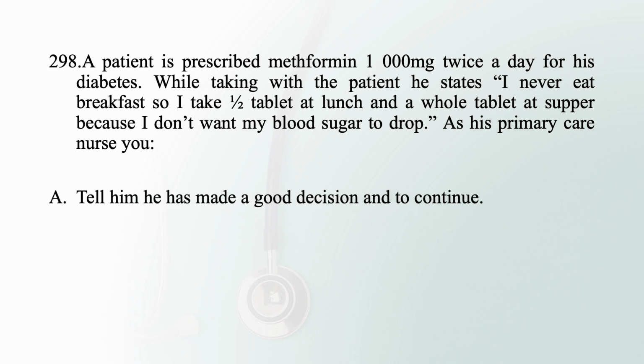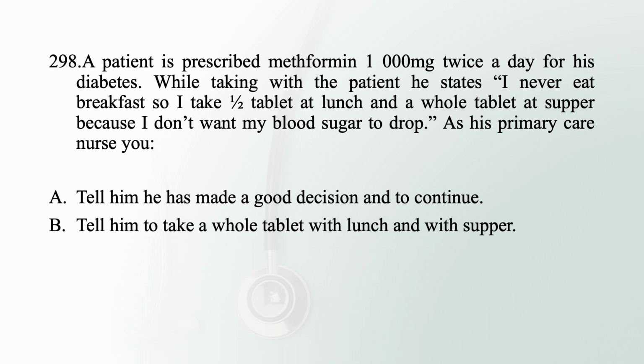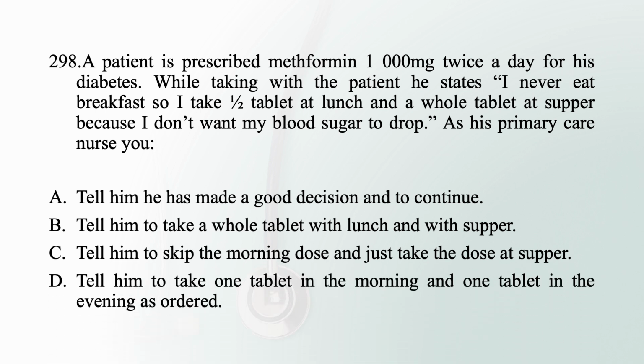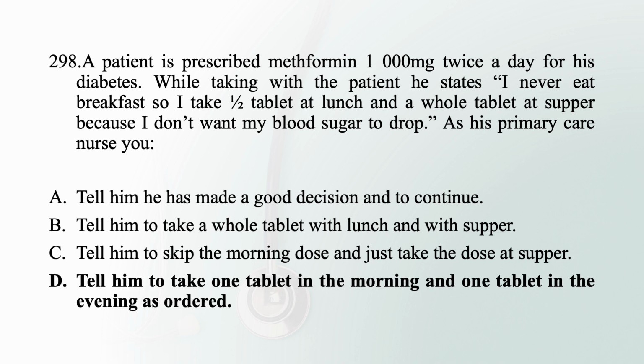Option A, tell him he has made a good decision and to continue. Option B, tell him to take a whole tablet with lunch and with supper. Option C, tell him to skip the morning dose and just take the dose at supper. Option D, tell him to take 1 tablet in the morning and 1 tablet in the evening as ordered. The correct answer is option D, tell him to take 1 tablet in the morning and 1 tablet in the evening as ordered.